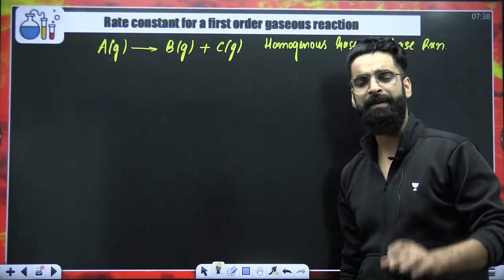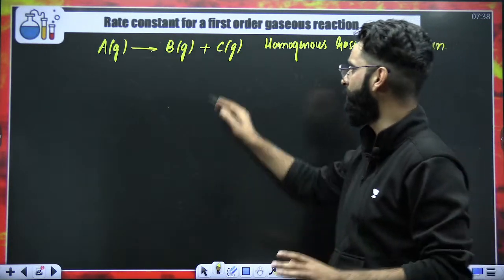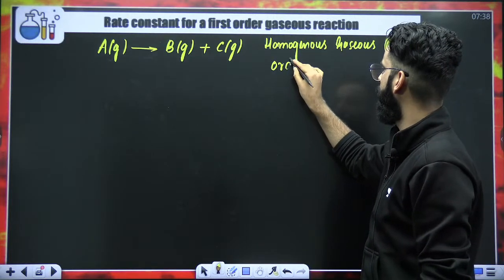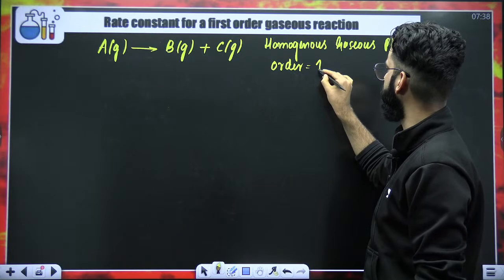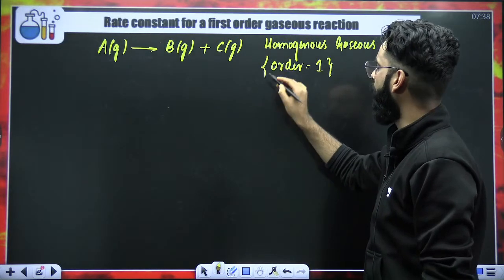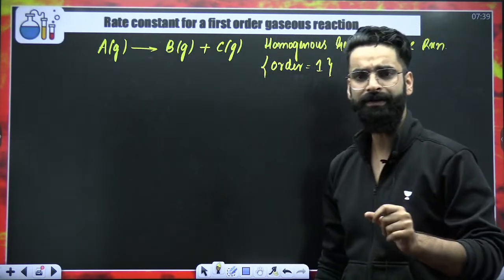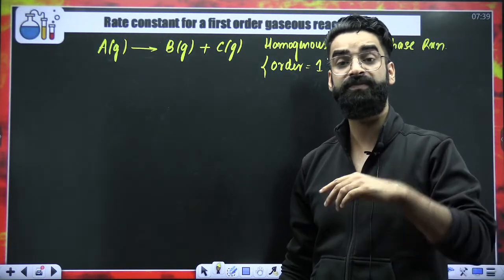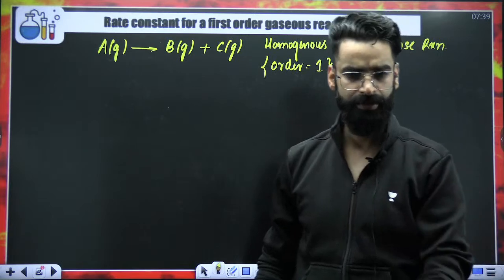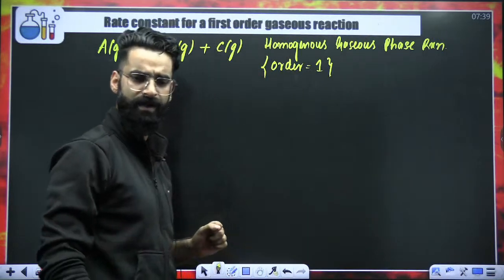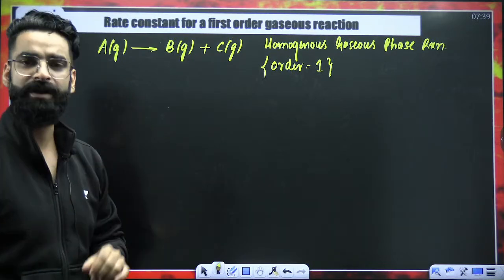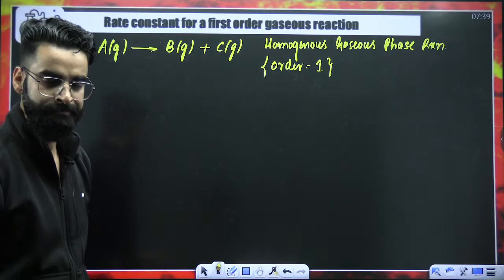My dear students, I'm assuming the order of this particular reaction as 1. If the order of this particular reaction is 1, then only I'll be calling this particular reaction a homogeneous first order gaseous phase reaction. So I'm assuming this particular reaction is the homogeneous first order gaseous phase reaction, right?